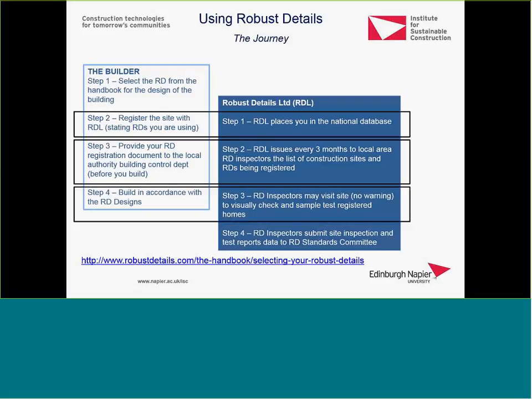The house builder has to, step 4, build in accordance with the Robust Detail designs, and the Robust Detail inspectors may visit the site at any time. They are not required to give any warning to the site, and they're allowed to visually check, and where there are some completed dwellings, they can undertake sample testing.